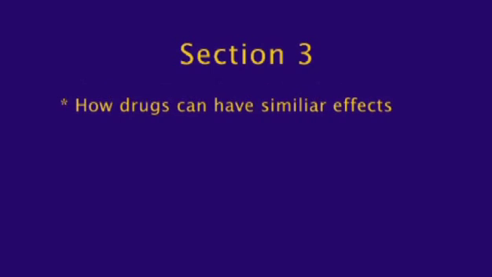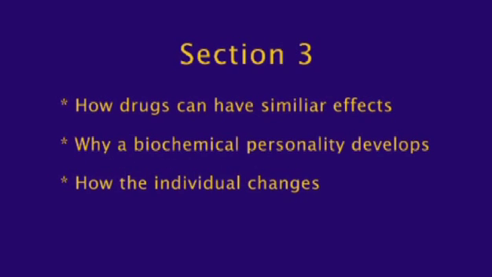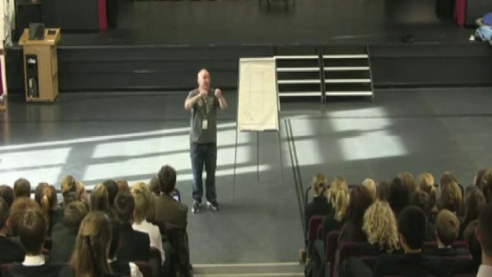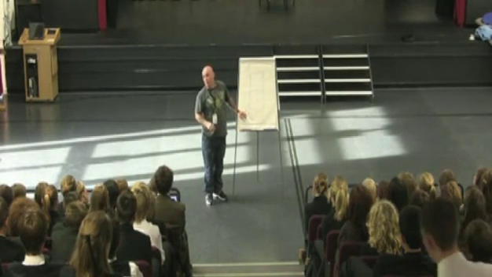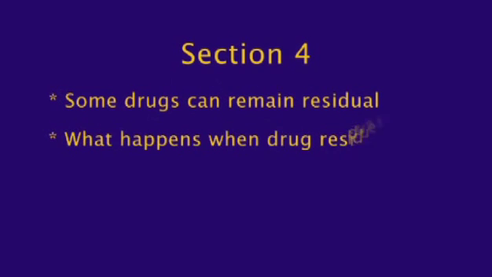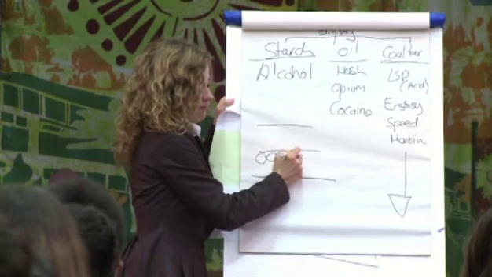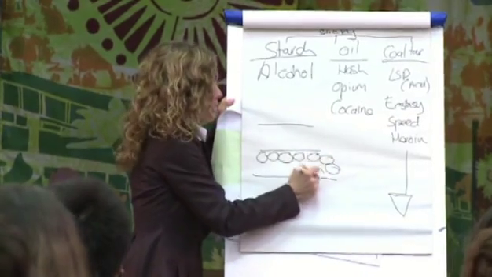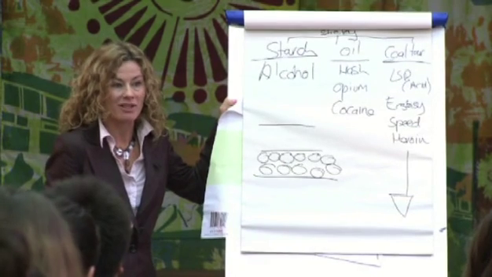Section 3 deals with how drugs and alcohol affect the personality. It demonstrates, with examples, how a person can develop a biochemical personality and submerge their real individuality. Probably the most eye-opening section of the Narconon presentation is section 4. Attendees find out some drug residues can stay in the body long after the drugs were taken. During this section, they also find out that some drugs can have unexpected effects much later.